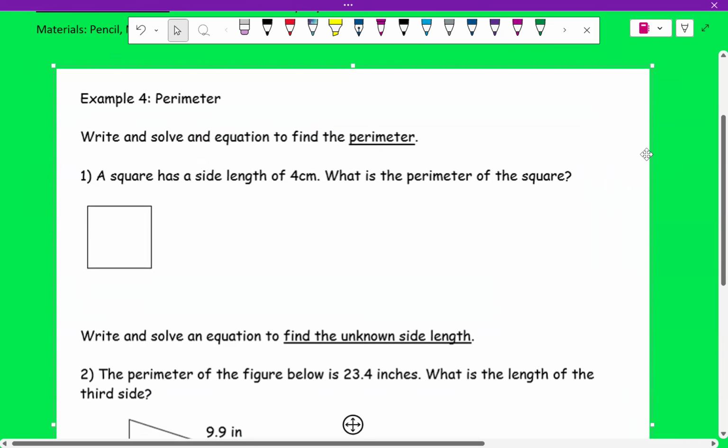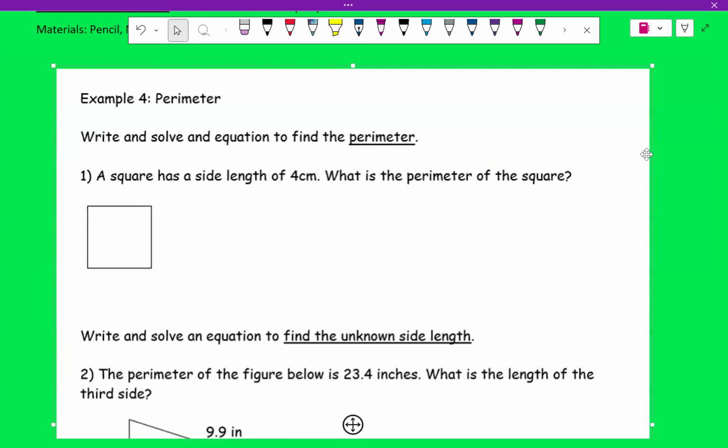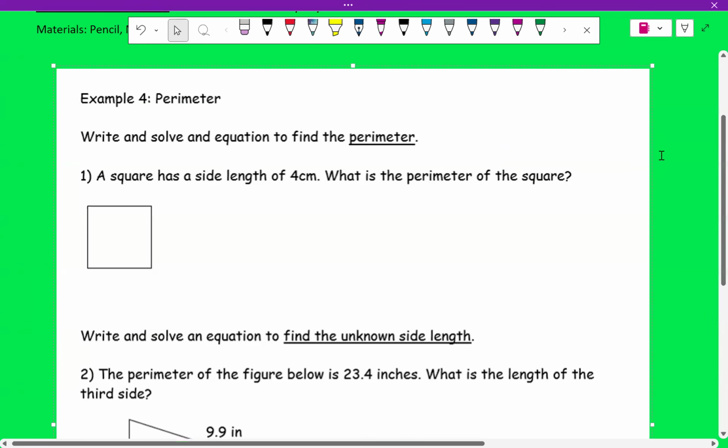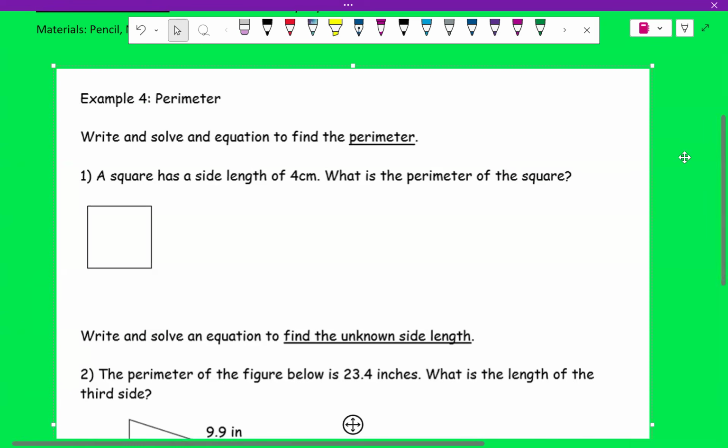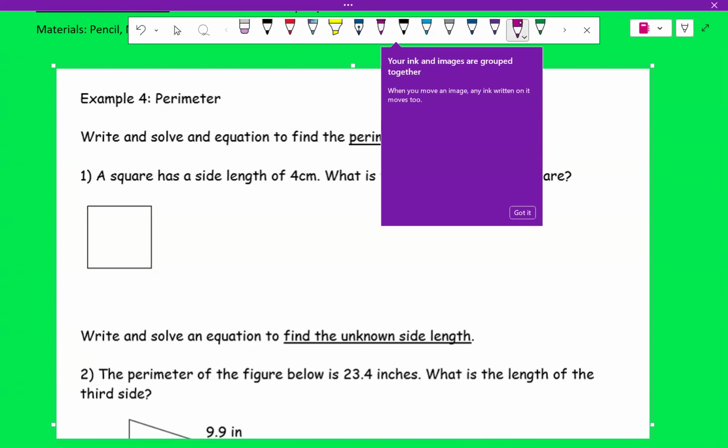So here we go. Write and solve an equation to find the perimeter. A square has a side length of 4 centimeters. What is the perimeter of the square? Now, I know a lot of you can just add up 4 times and know the answer, but I want to practice the method that you're going to be using.